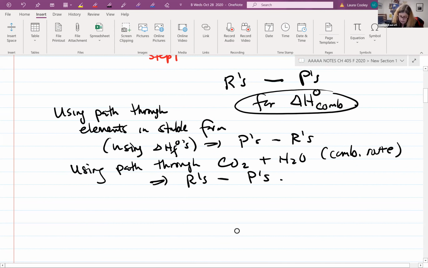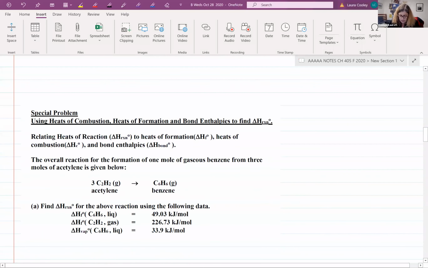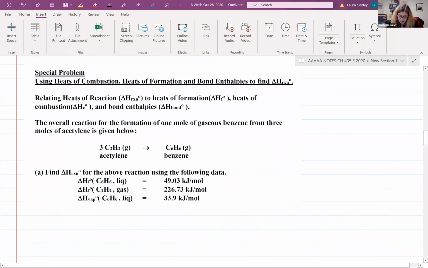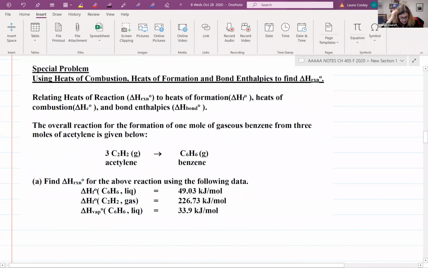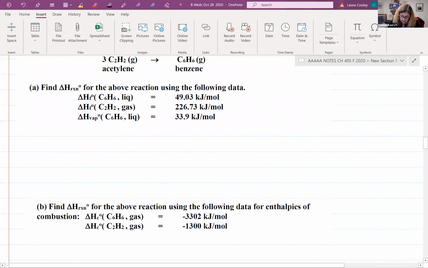So I have another special problem for you. And this one has a few different parts. And it really puts a lot of things together. I don't think it's terribly mechanically difficult or even conceptually difficult. Actually, I would say it is not particularly hard to think about how to do this problem. I think it's pretty clear how to do them, but you have to be very careful, especially when you do the bond enthalpy part.